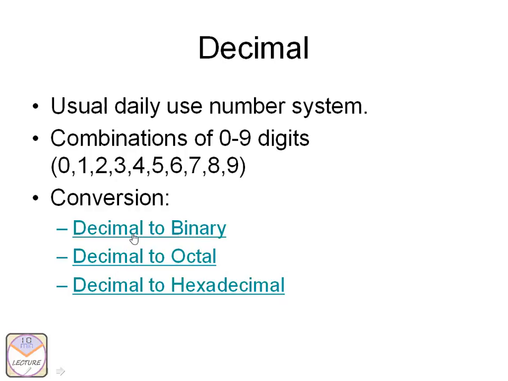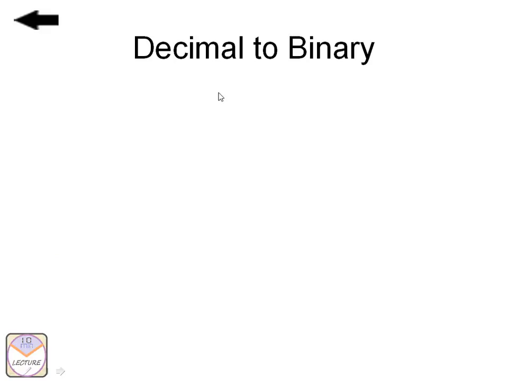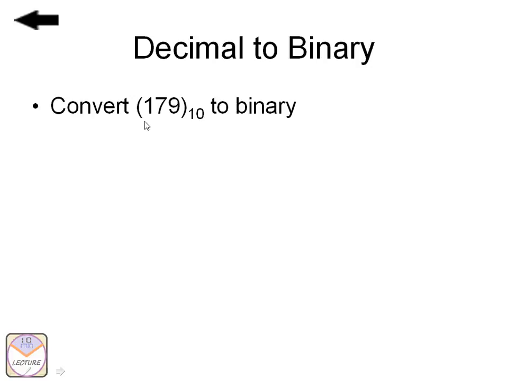At first, decimal to binary. In the question paper, you will be given questions like this: convert 179 to the base 10 to binary. This base 10 represents that this 179 is given in the decimal number system. It is important for you to be aware of this base. So 179 here is given in decimal.